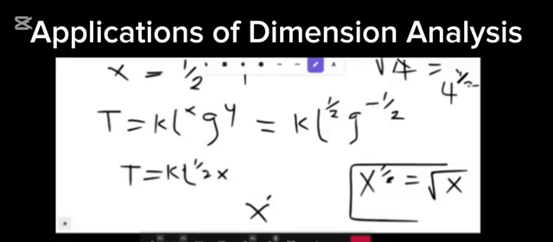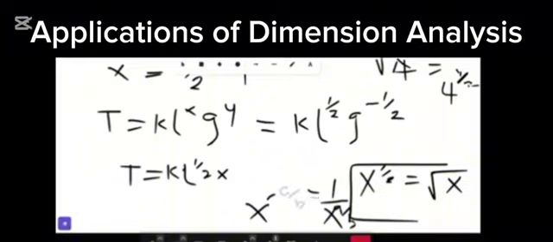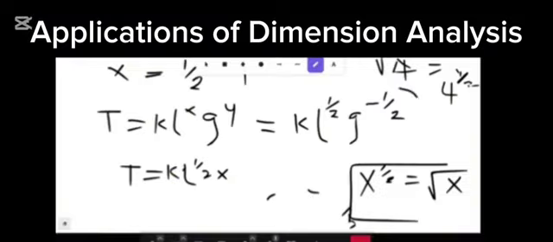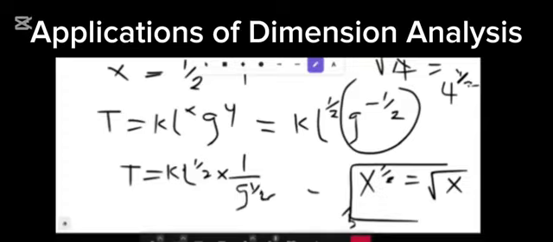Now I can introduce the square root. This is now T equals a constant, then L to the power half, which means square root of length, multiplied by 1 divided by the square root of gravitational acceleration. Now I can combine these two. 1 times square root of L is the same thing as just square root of L divided by, this is like over 1 again. 1 multiplied by anything gives itself.